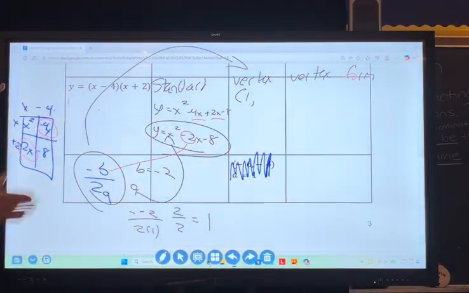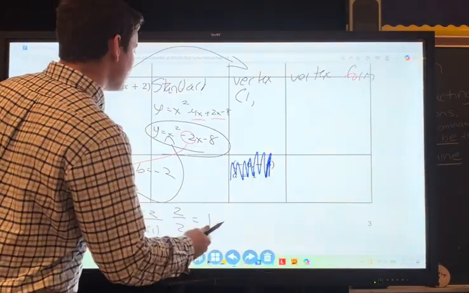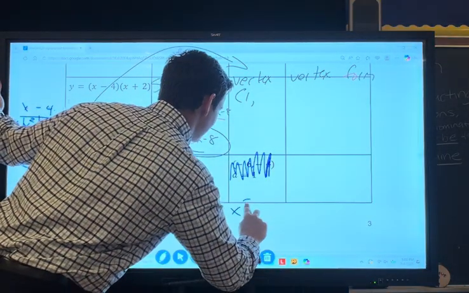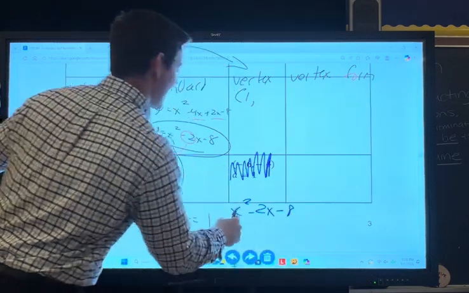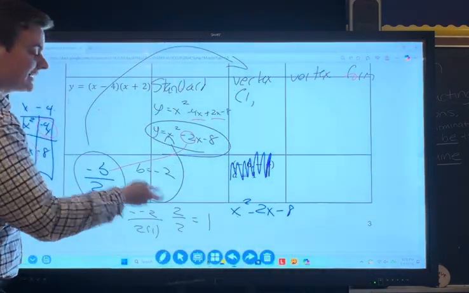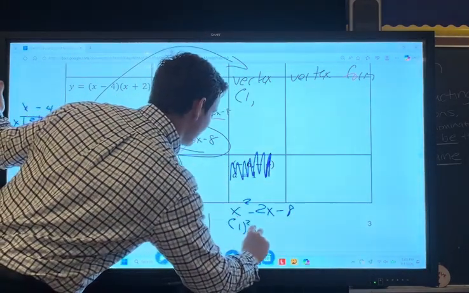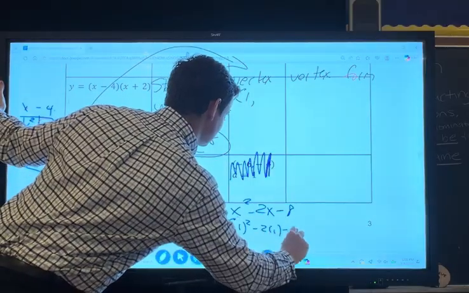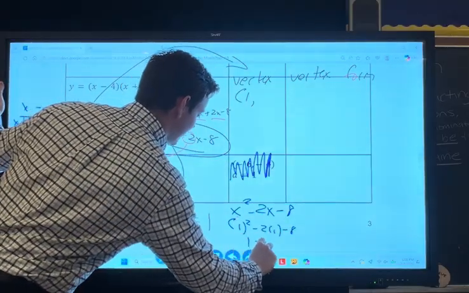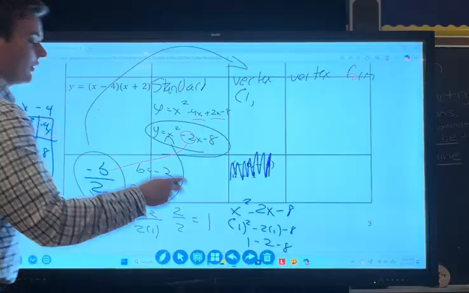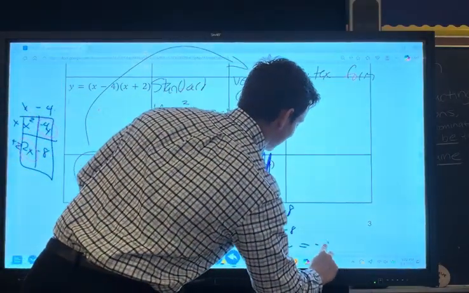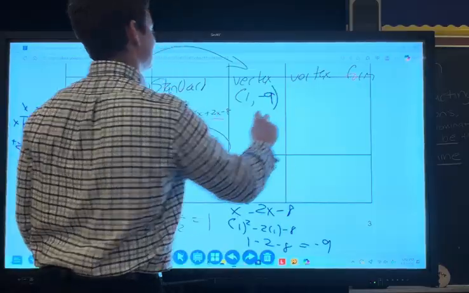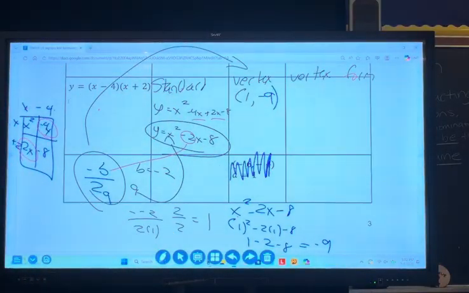But I still need to find the y-coordinate. To find the y-coordinate, I'm going to replace x in x squared minus 2x minus 8. Wherever I see an x, I'm going to put 1. And this becomes 1 minus 2 minus 8. 1 minus 2 is -1. -1 minus 8, that's -9. So my vertex is 1, -9.